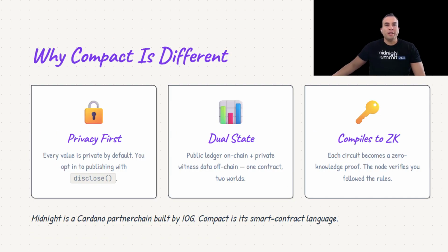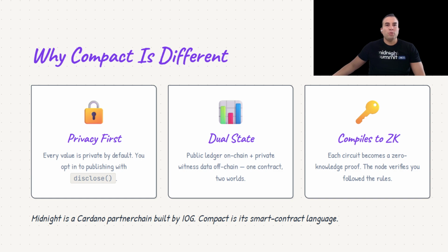Before we open a single file, I want to tell you 3 things that make Compact feel different from anything you may have used before. Solidity, Move, whatever. First, privacy is the default. In most smart contract languages, everything is public, unless you work hard to hide it. In Compact, it's the opposite. Every value is private unless you explicitly say publish this. And when you publish, you use a specific word for it, disclose. Remember that word. We will use it a lot.